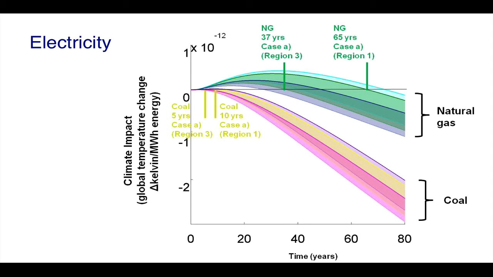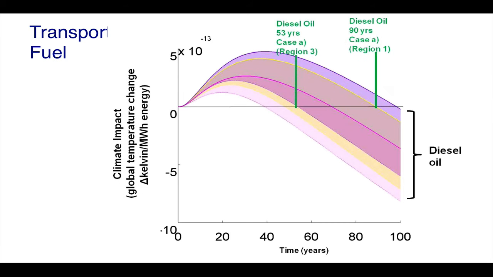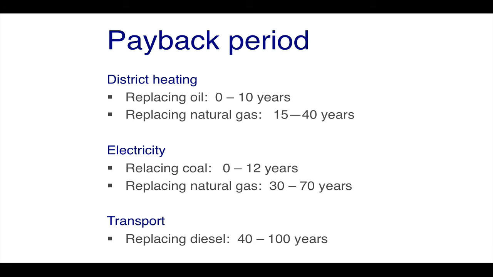With electricity, it's the same story. If you can replace coal, which is, again, much more carbon intense than natural gas, you can have a much shorter payback period, 5 to 10 years, if you remove those residues to replace coal. Whereas with natural gas, it takes a little bit longer, but it's significant. When looking at transport fuel, we see that the payback period is much longer than the coal electricity replacement or district heating, spanning about 50 to 90 years when we consider case A.